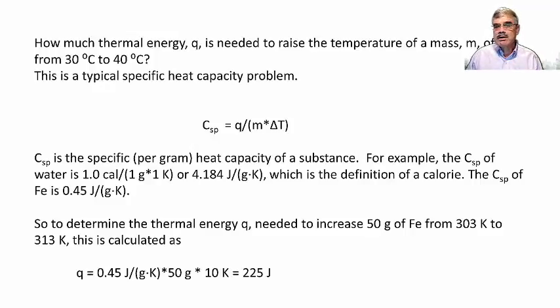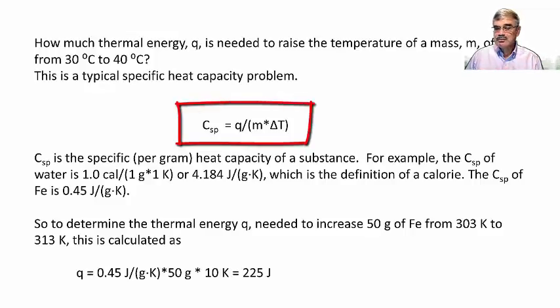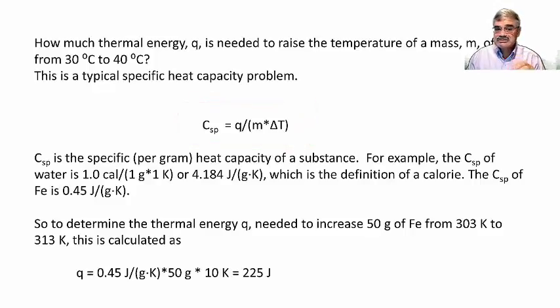Okay, if we wanted to be exact about this, we would plug into this equation. Specific heat is equal to the amount of thermal energy, Q, that is our symbol for thermal energy, divided by the product of the mass times the temperature change. Going back to the question, how much thermal energy, Q, is needed to elevate a certain mass of iron, M, by a certain delta T, which in this case is 10 degrees?